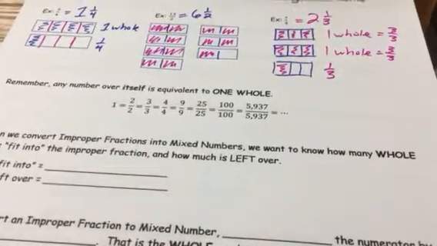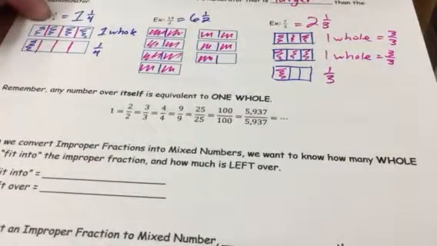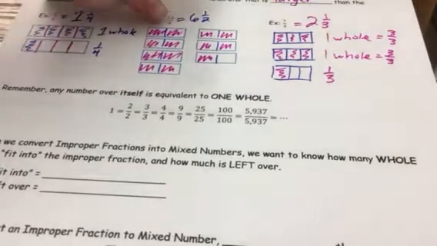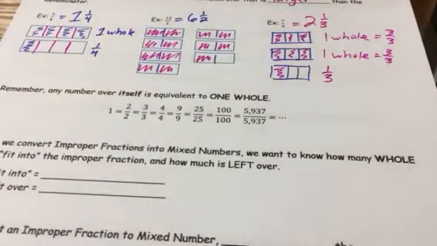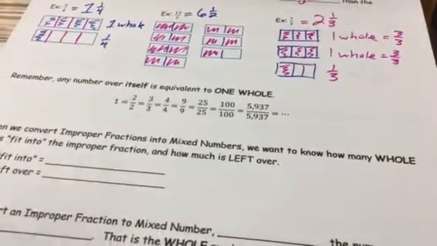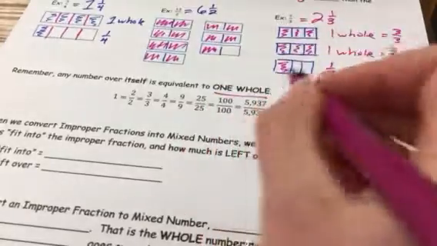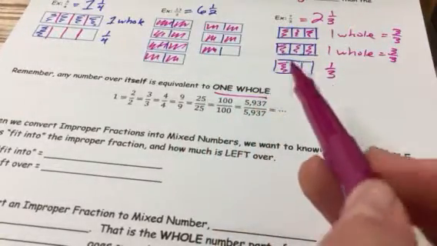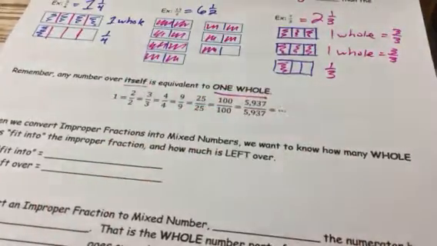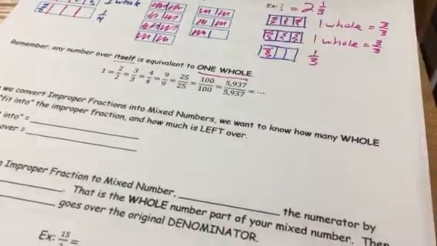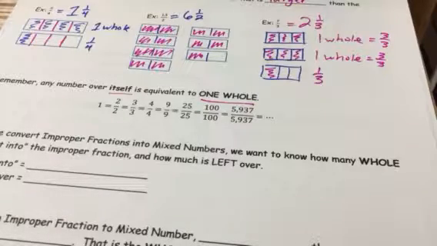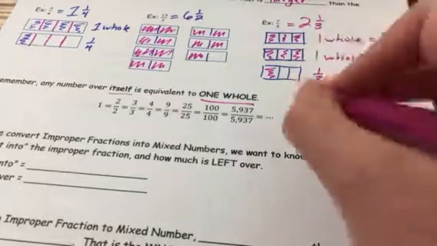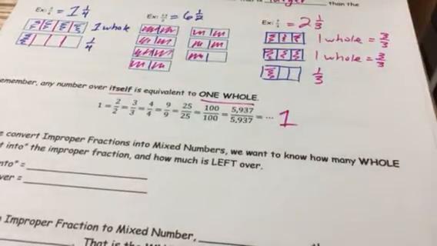Okay, so let's talk about how can I go, instead of drawing pictures, how can I go straight from 5/4 to 1 1/4, from 13 halves to 6 1/2, from 7/3 to 2 1/3. Well, let's really think about the meaning of one whole thing. So remember that any number over itself is equivalent to one whole thing. So 2 halves, 3/3, 4/4, 5/5, 99 99ths, a million millionths. Any number over itself is equal to one whole thing, okay?